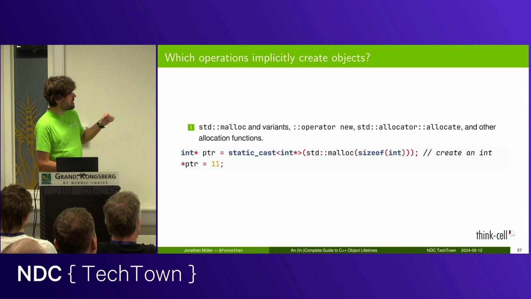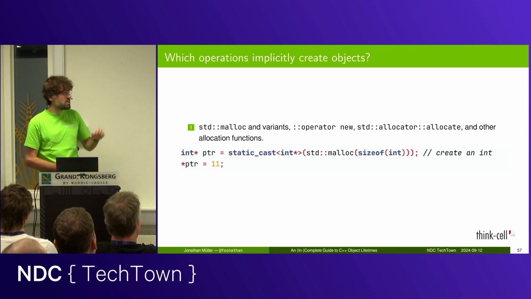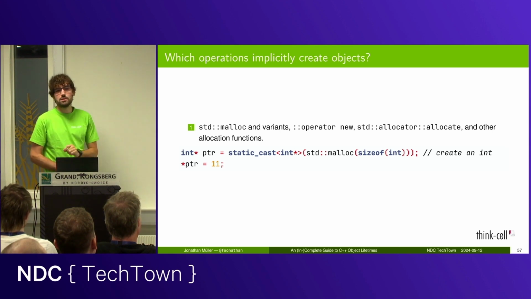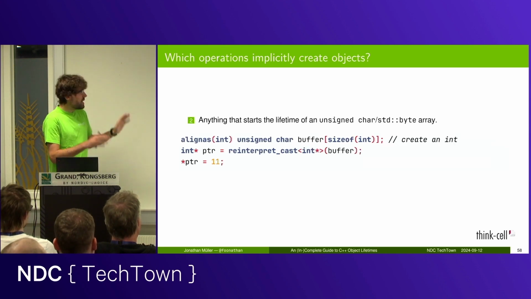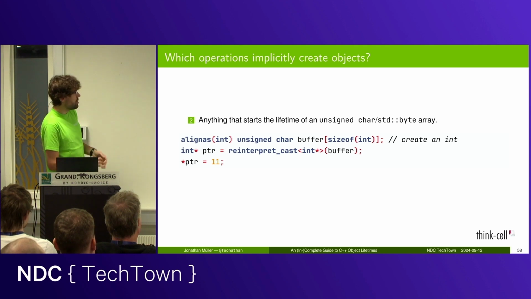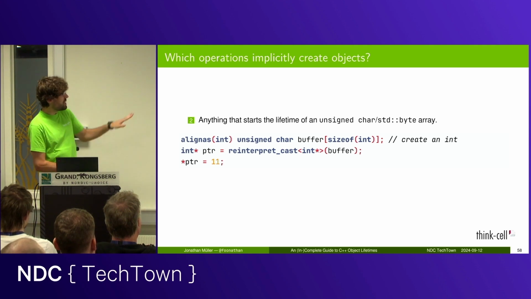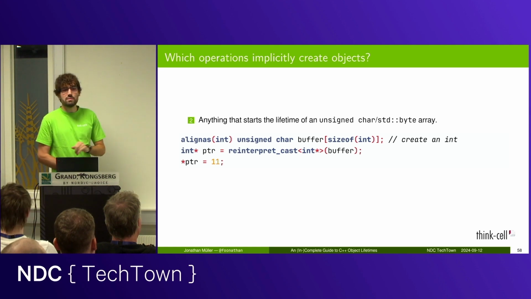And so when we do this line and we write star pointer equals 11, the compiler goes, this is undefined behavior, but I can implicitly create an int to make this okay. And so the compiler does it to prevent undefined behavior. Similarly, anything that starts the lifetime of an unsigned char or std::byte array. So here the compiler looks at this code and says, we're accessing an int, but we don't have an int, so let me implicitly create an int inside the buffer to make this well-formed.